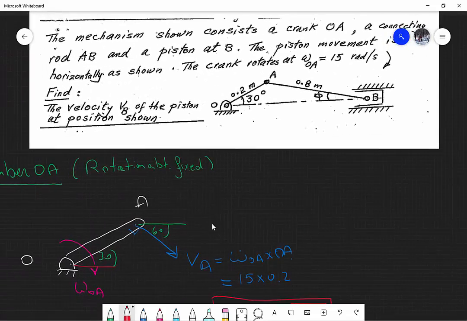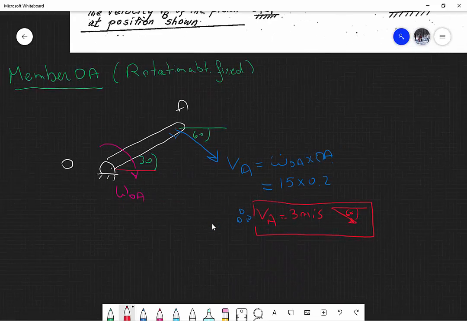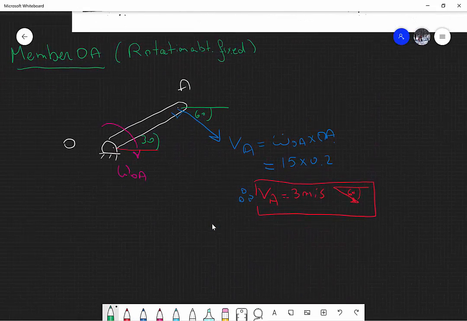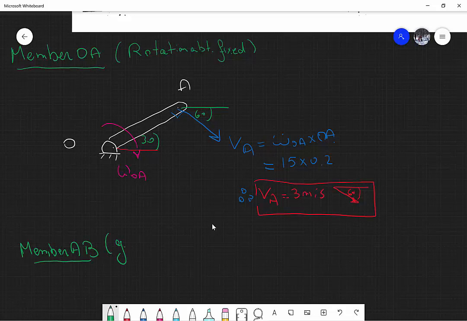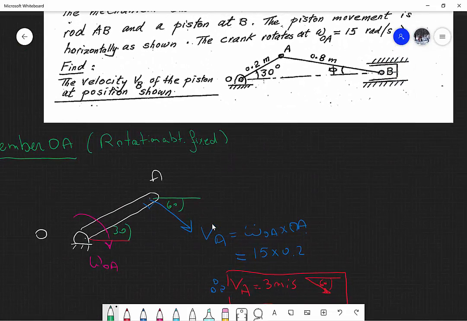Let's take the next member, the member AB. The member AB is not rotating around a fixed axis, and definitely it's not translation. So the member AB is general motion. But before we start analyzing the member AB, we can see that it is inclined with an angle phi. So we need first to get phi.